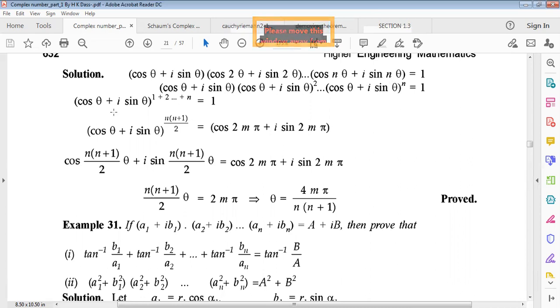Now the base cos theta + i sin theta is the same base for every one of the n terms. That means (cos theta + i sin theta) whole to the power 1 + 2 + ... + n, the sum of n natural numbers. The sum of n natural numbers, you must know, is n(n+1)/2.